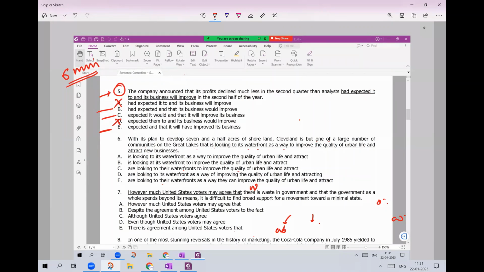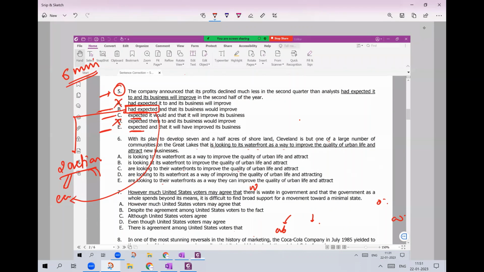So when you scan between B, C, and E, B says "had expected," C says "expected," E says "expected." Now, the moment you see "had expected," past perfect tense, what I have told you, you have to think whether there are two actions in the clause or not. If there are two actions, there is some earlier action and there is some later action. And if there is "had expected," it should be the earlier action for sure, if this sentence is right.